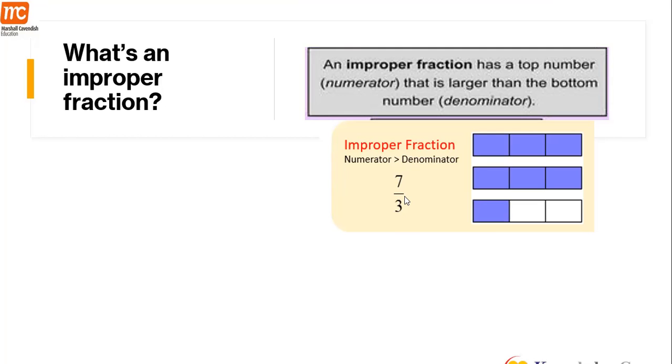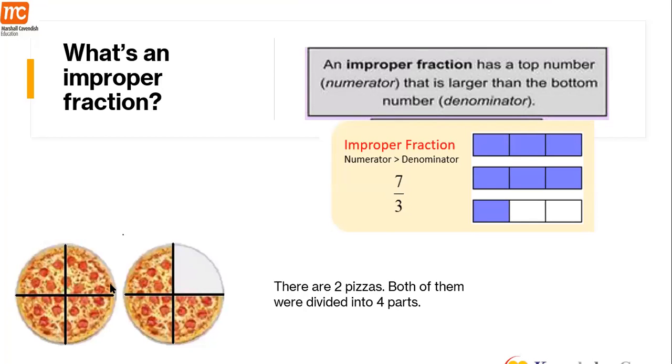And what is that trying to tell me? See, if we take these two pizzas, they both are divided into 4 parts. And we have 1, 2, 3, 4, 5, 6, 7 parts out of 4, or 7/4. And that was telling me that I have a whole there somewhere, but I don't want to express it as a mixed number as I just saw, but I'm doing it as a fraction, an improper fraction.